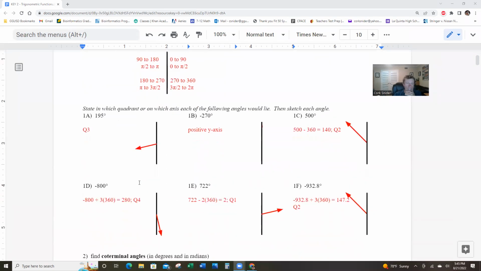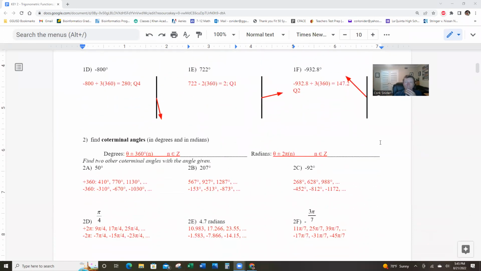All right, items D, E, and F right here. So on D, negative 800 degrees. All right, negative 800, the negative direction is going to go around once. That's 360. Twice, that's 720, and what's left over is 80 degrees. So it stays in quadrant 4. Now, I did an alternative method here, but I kind of like my drawing a little bit better.